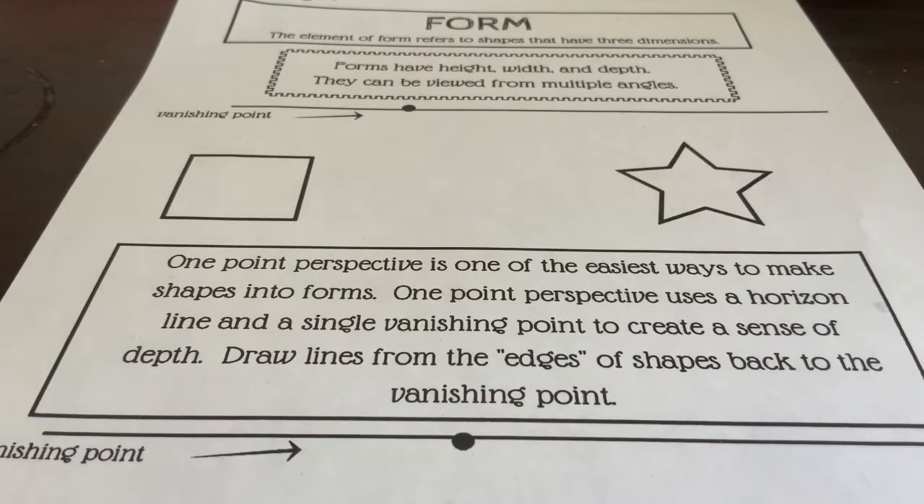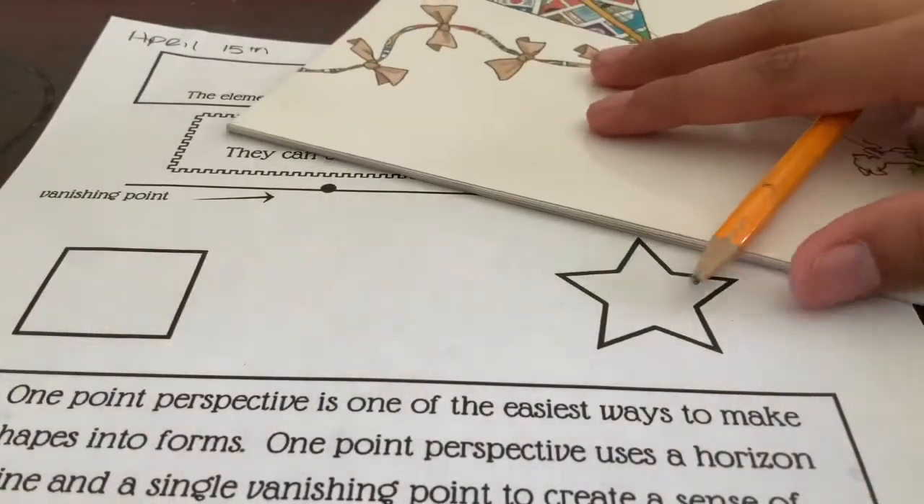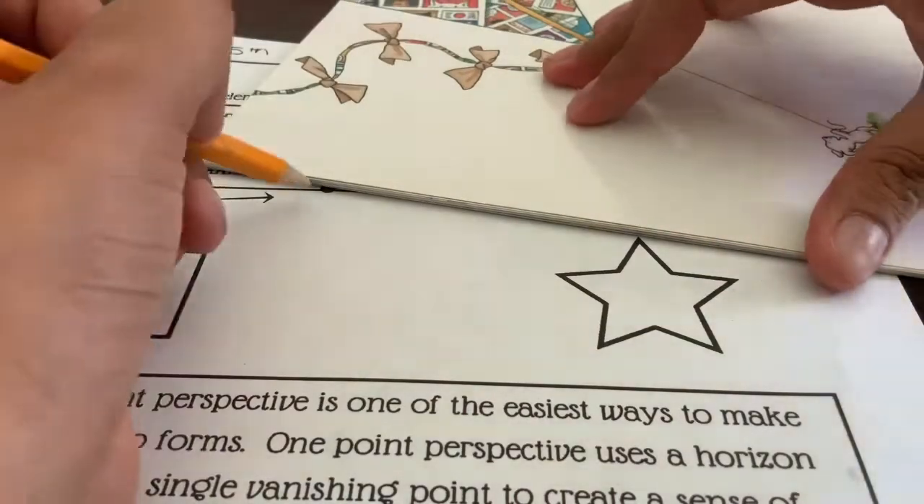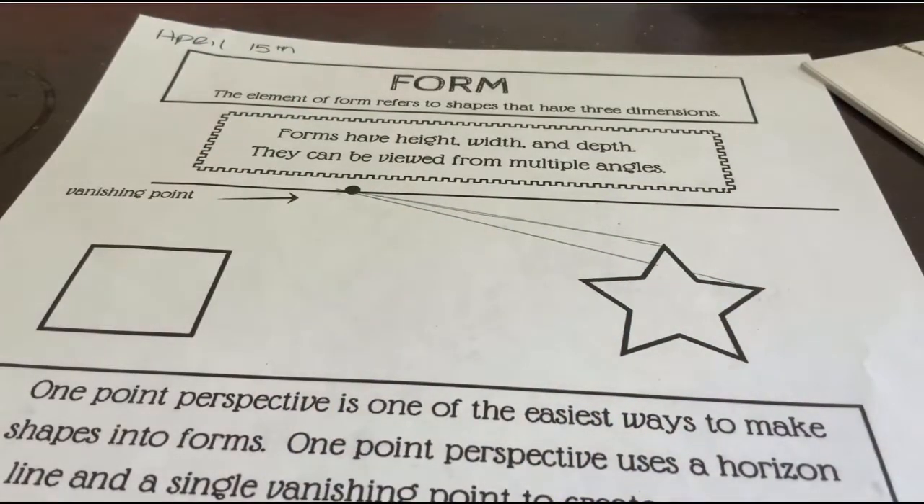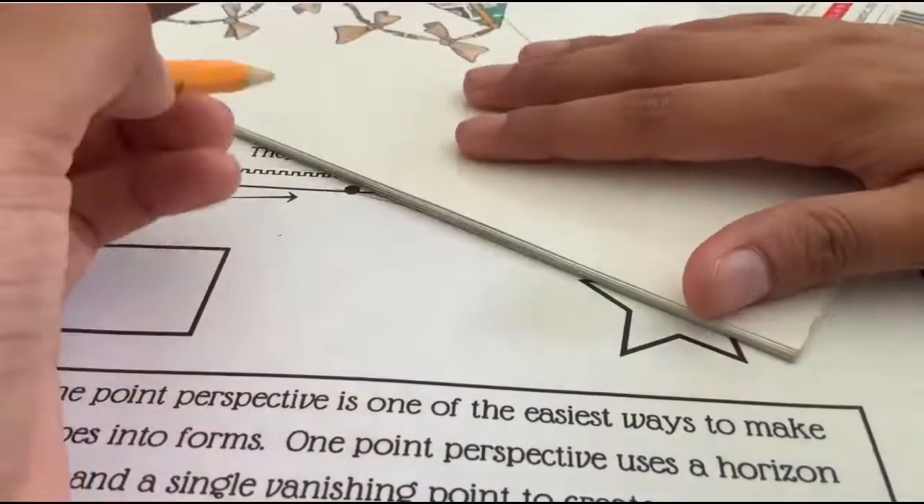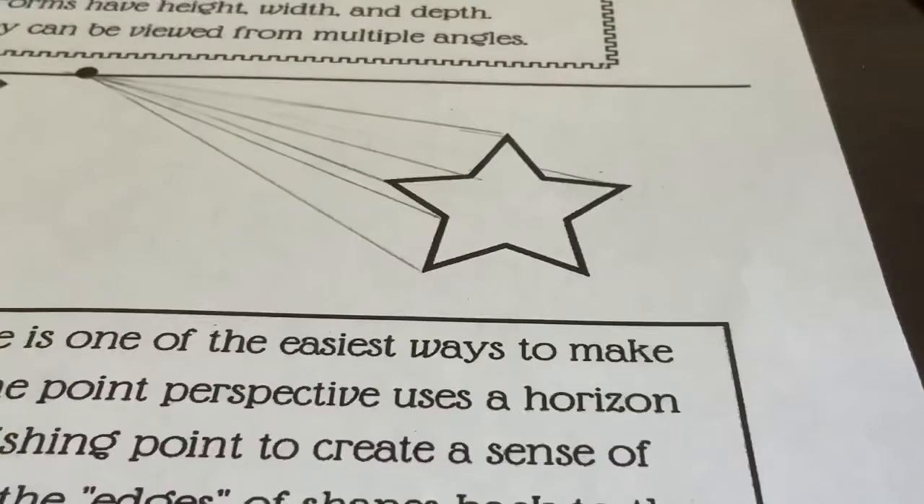Remember, you're going to use your straight edge or your ruler to connect the corners to the vanishing point, which is a little dot. As you can see, I'm going to use my book and start connecting them. I added 1, 2, 3, 4, 5 different lines pointing to my dots on my horizontal line. And there are some in between the points of the star, so there's some at the corners as well.